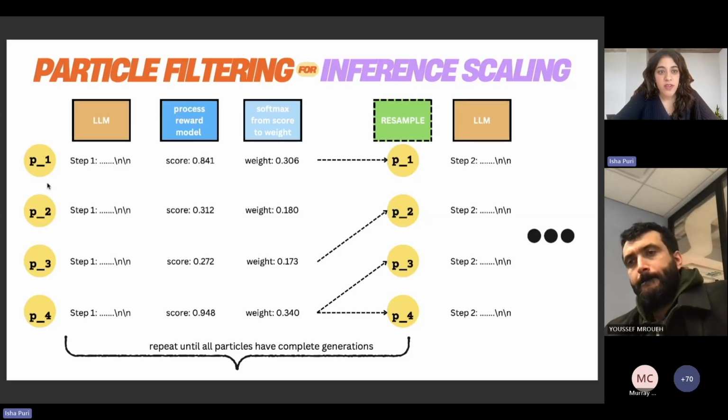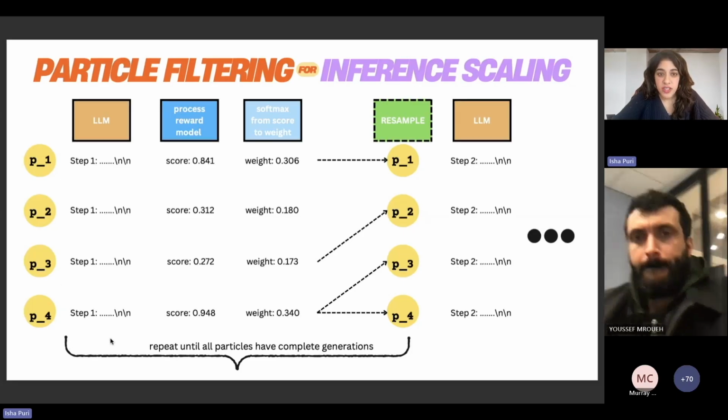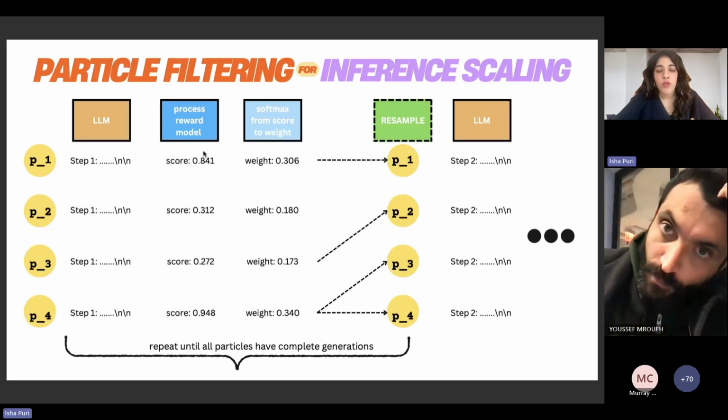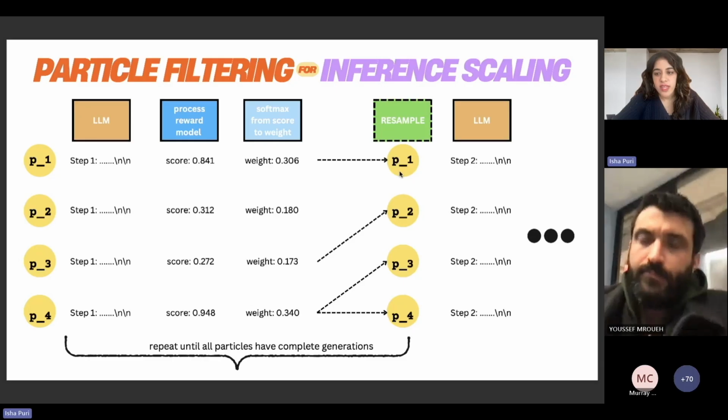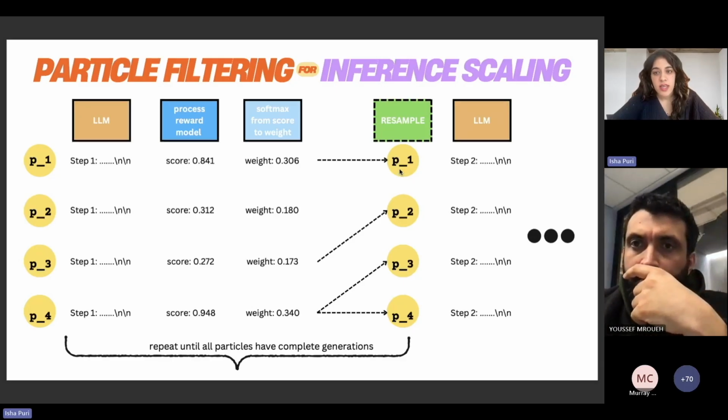So again, you have your particles, a language model generates some answers, you have a process reward model that scores them, you convert that to a weight, you resample based on those weights, and you just continue doing this.